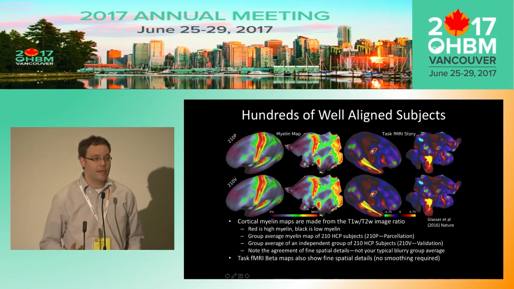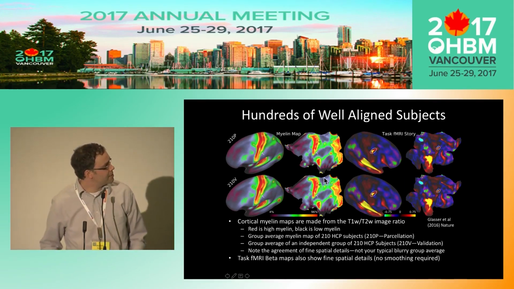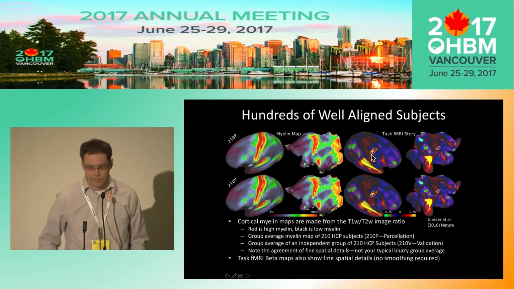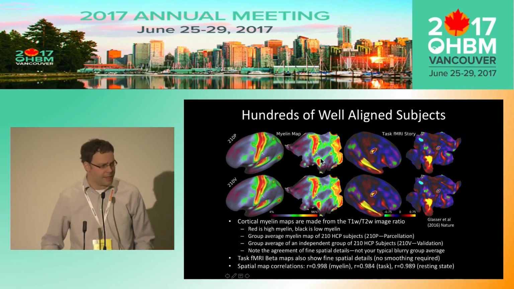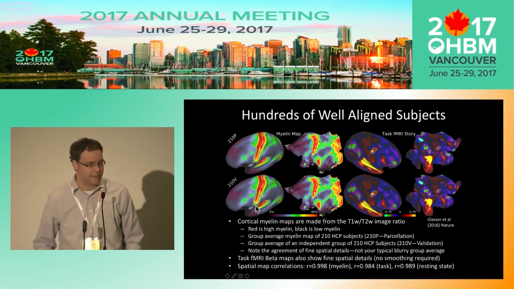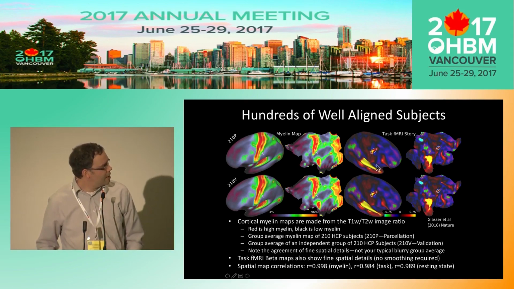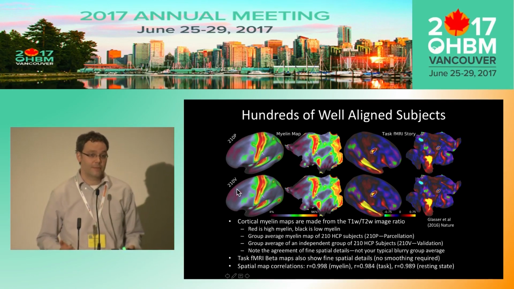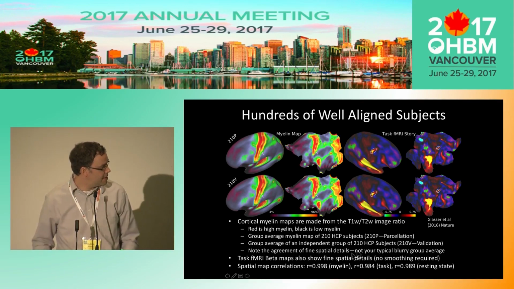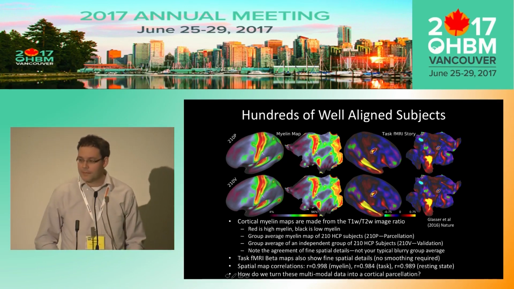If you don't smooth and you line things up, you can see very fine features like this one here. It's actually part of area 55B in the right hemisphere. And the correlations between these maps are very high. So we're going to use this as the input for our parcellation, and we have a high expectation that if we make a parcellation based on this group, and then we validate it in this group, we would expect to see something very similar because the data that's being fed in is very highly correlated.